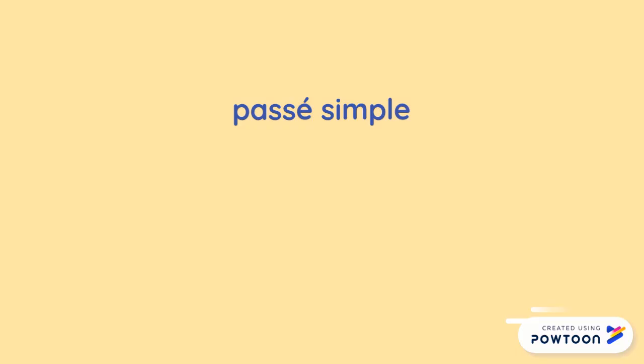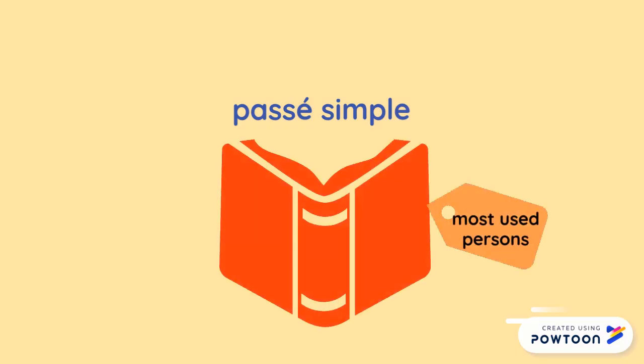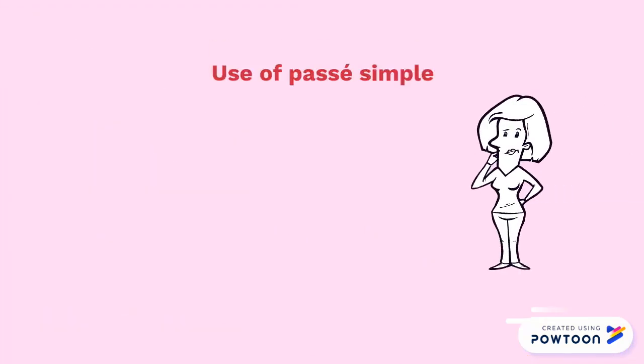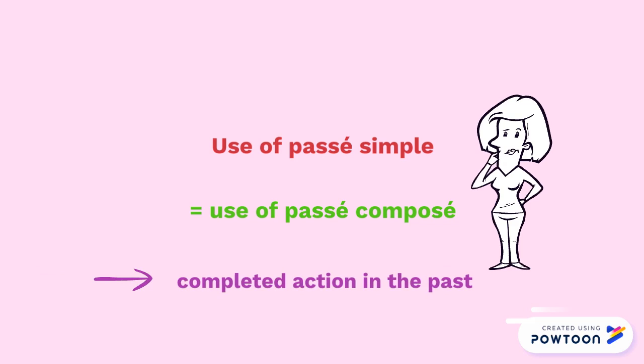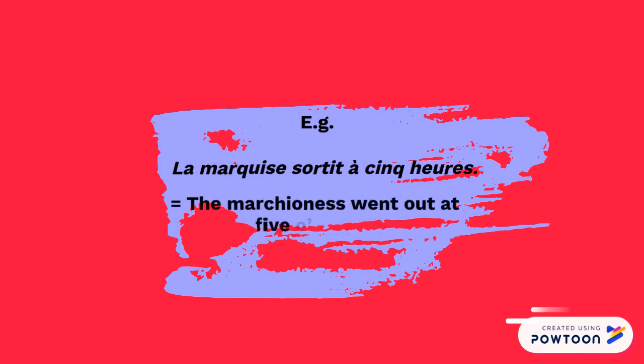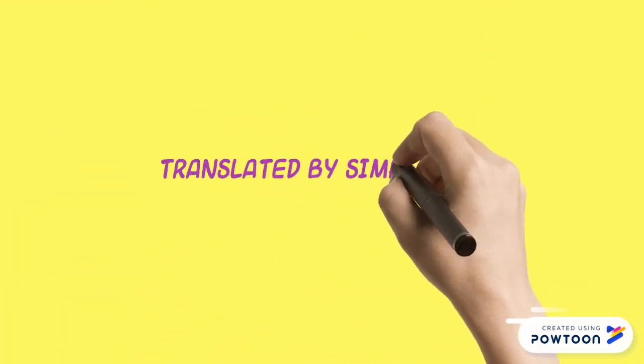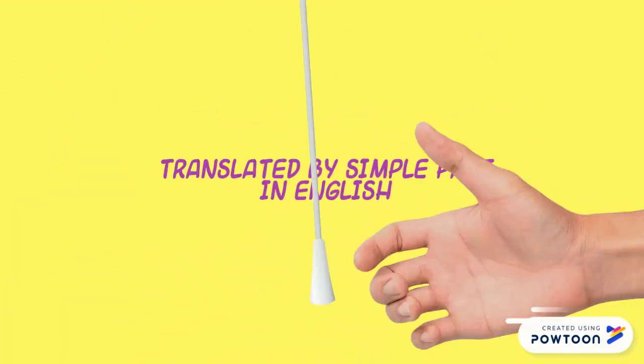As it is mostly employed in narratives, the most used persons are the first person singular and the third person singular and plural. The passé simple is used the same way as the passé composé is in less formal texts and conversations. This means that it indicates a completed action in the past. For instance, la marquise sortit à 5 heures. The marchioness went out at 5 o'clock. The passé simple is always translated by the simple past in English.